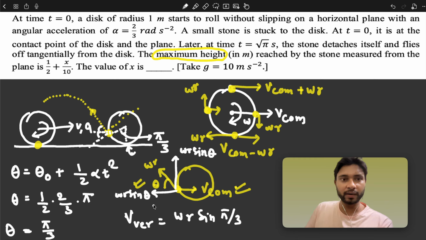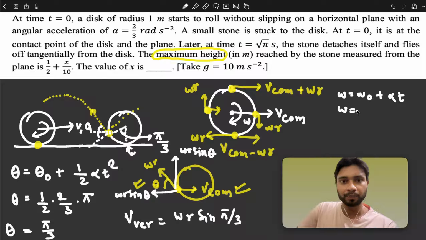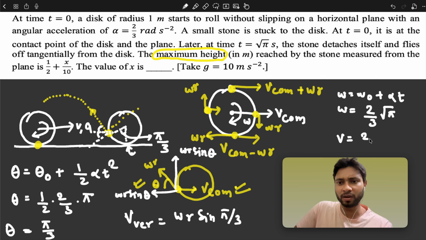Omega, how can we calculate? Okay, so we have angular acceleration: omega equals omega naught plus alpha t. Omega naught was 0 because it says it starts to roll, so we can safely assume the initial angular velocity was 0. So omega will be alpha, which is 2 by 3, into t, which is root pi. What is the radius? Radius is 1 meter, so velocity is the same as angular velocity. Value of r is 1, root 3 into 2 pi into 1 into sine pi by 3, which is root 3 by 2.